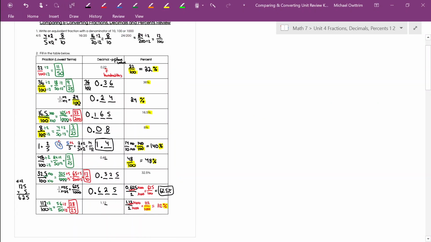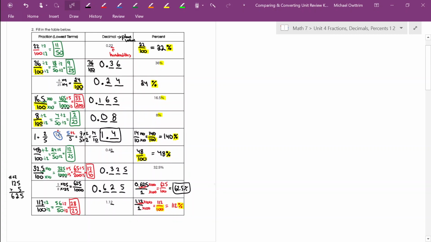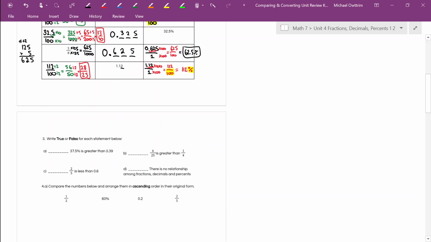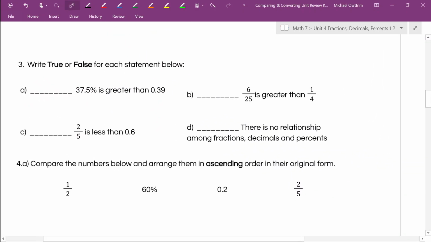So this table here is really important. These are your 8 different conversion methods going between fractions, decimals, and percents. You have to have the procedures for these memorized and be able to identify them in different questions. Okay, let's take a look at these next ones here.